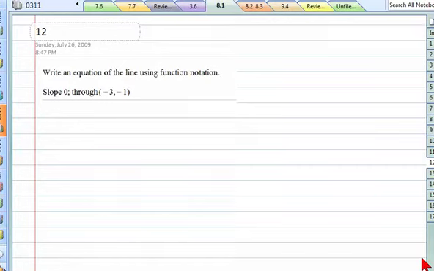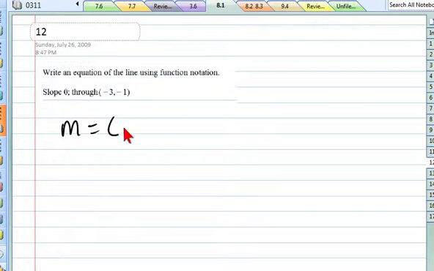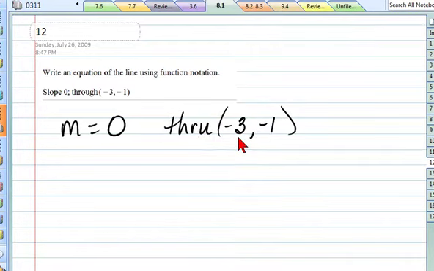So this is a continuation of section 8.1 on linear functions, and we have been working on finding the equation of a particular line. We're on number 12, and it says write an equation of the line using function notation. We have that the slope is 0 and the line goes through (-3, -1) as the point.